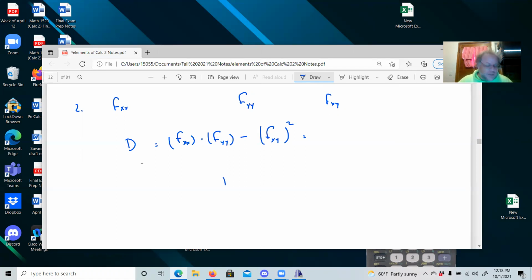If this value D is greater than 0, and f_xx is greater than 0, then we have a minimum. Otherwise, oh no, sorry, I don't even know. I think you have a minimum. I think here's a maximum. If your D is less than 0, we have what they call a saddle point. It doesn't matter what your values are.